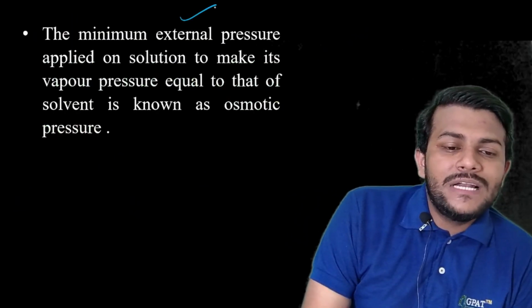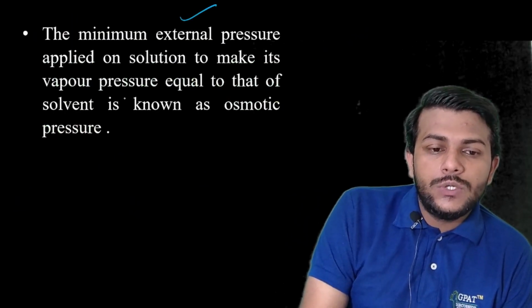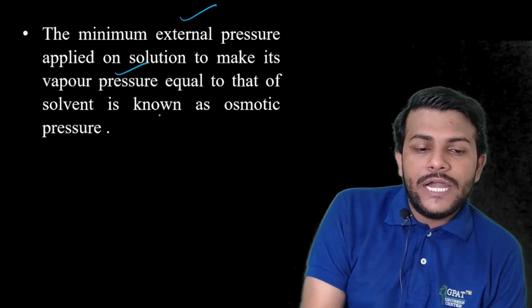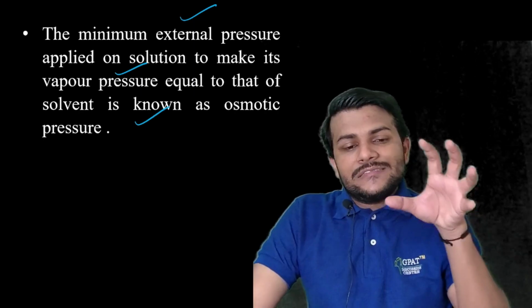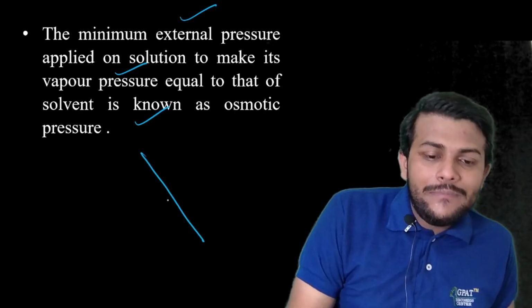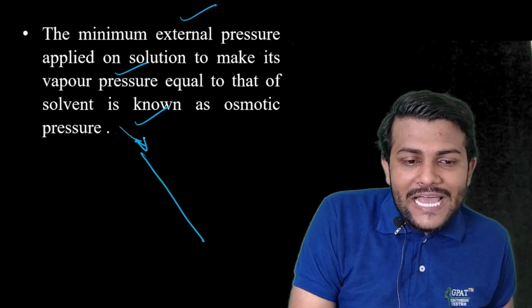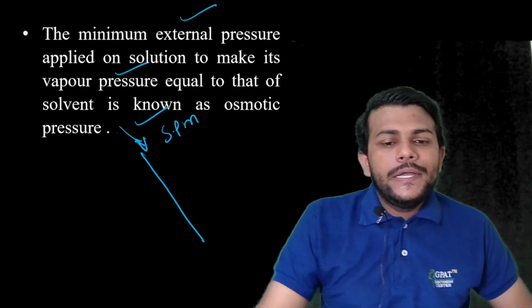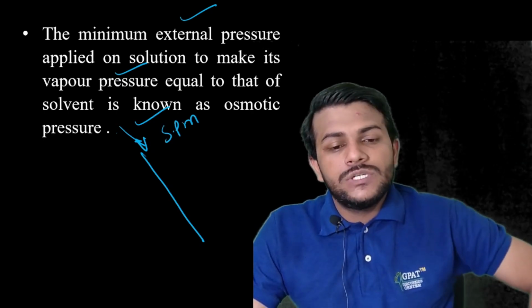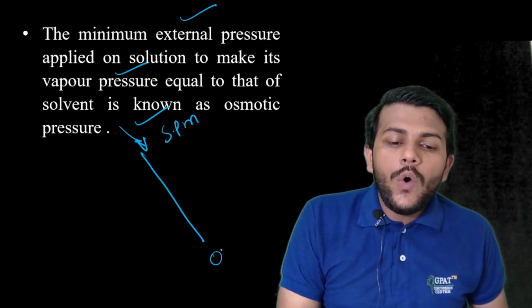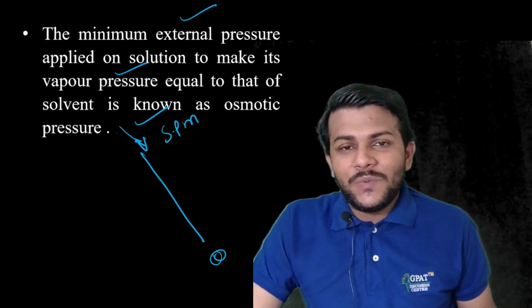So the minimum external pressure applied on the solution to make its vapor pressure equal to that of the solvent is known as your osmotic pressure. So there is a requirement to exert the minimum pressure on this SPM, semi-permeable membrane. Minimum external pressure applied on the solution to make vapor pressure equal to the solvent is known as your osmotic pressure.